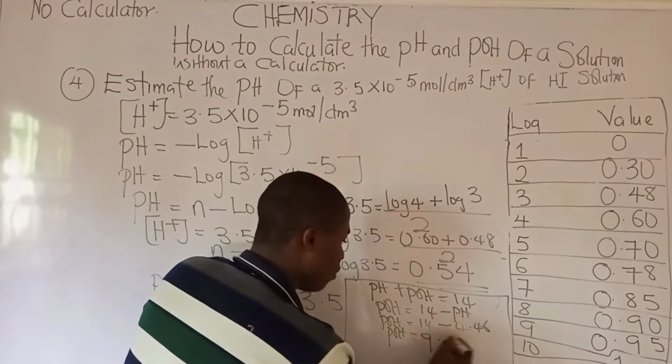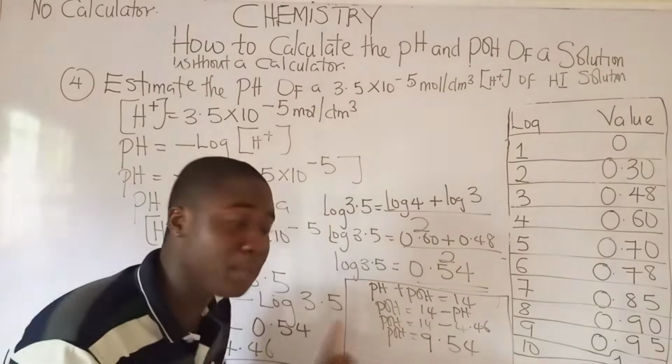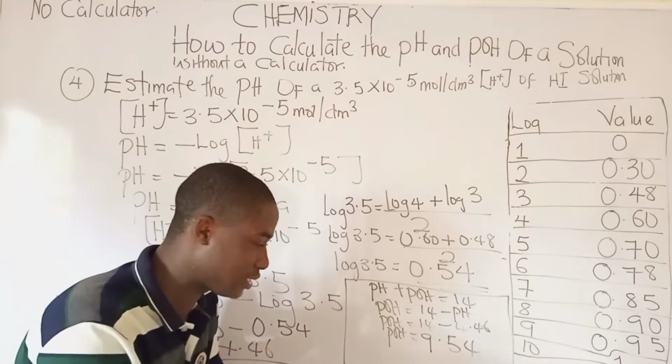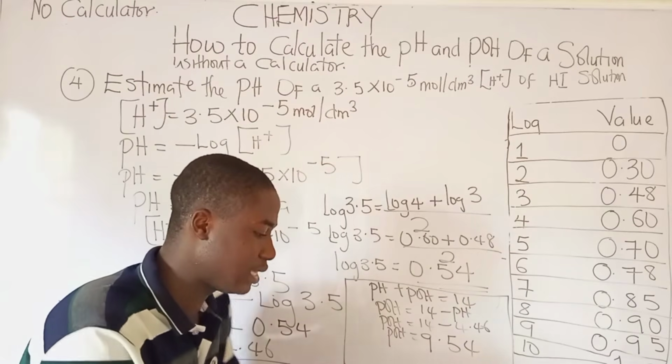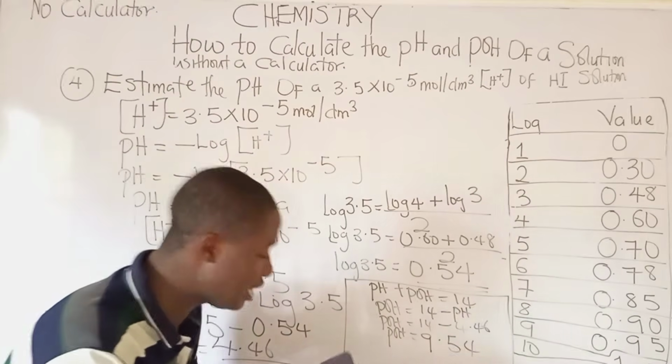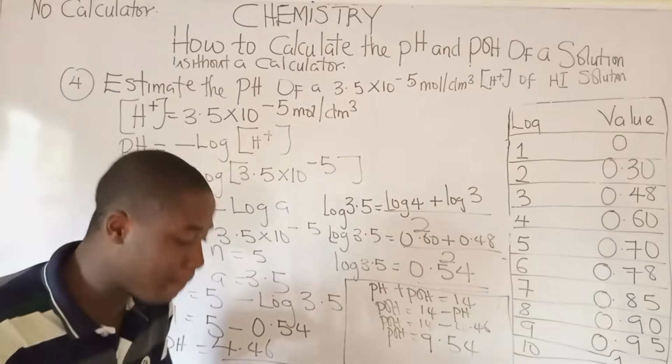Okay, 9.54. That is the pOH. For instance, they're asking us to get, so 14 minus 4.46. So you can see how questions on this aspect are being tackled.